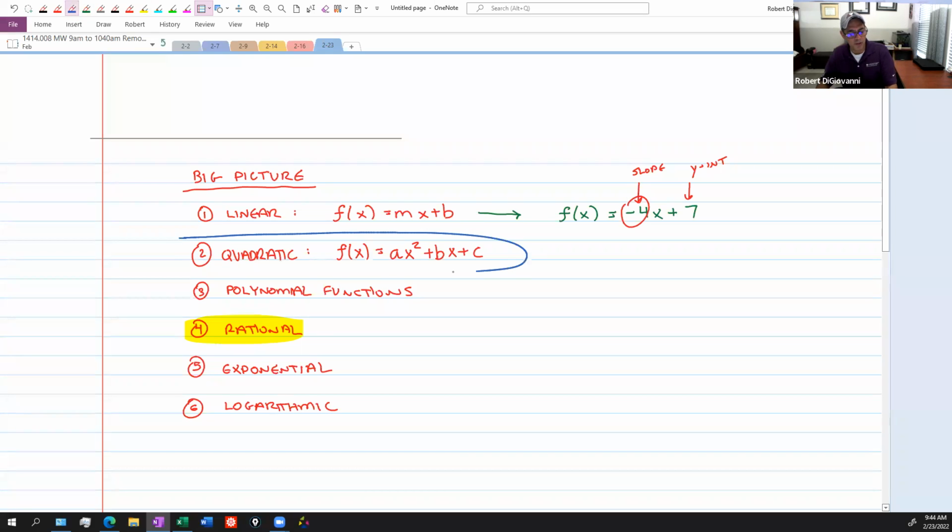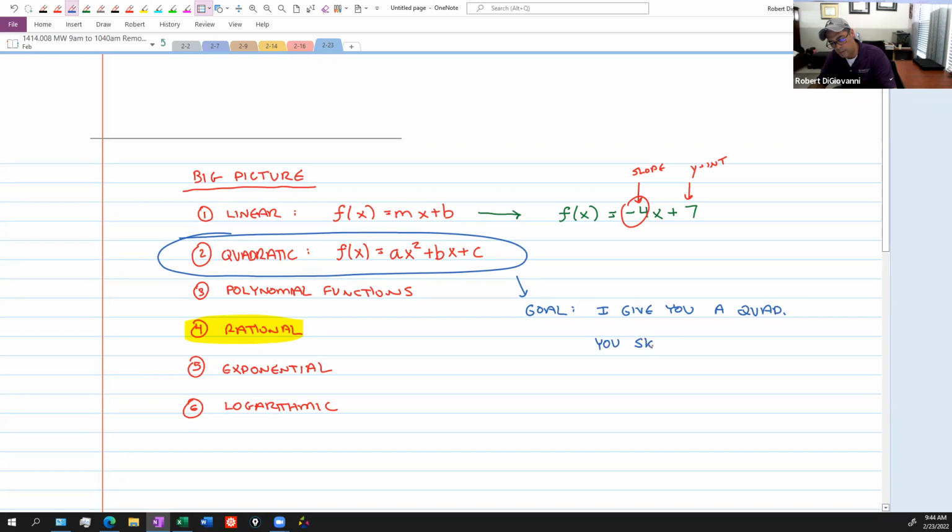So today we want to focus on quadratic functions. And the whole goal here is this: I give you a quadratic, you sketch it. All right, that's the goal. Within that, there's going to be a lot of little things you learn, but that's the main idea. I present you with the quadratic function, and you're able to produce the graph of that for me. All right, so let's get into it.